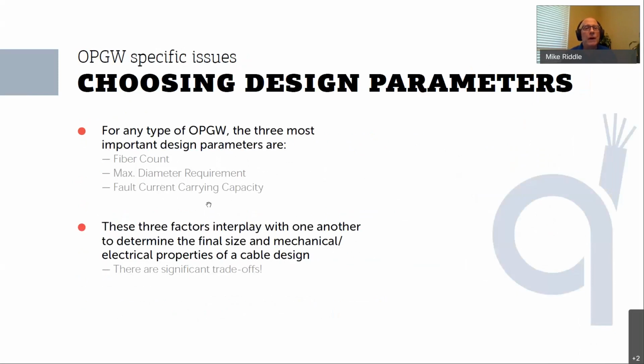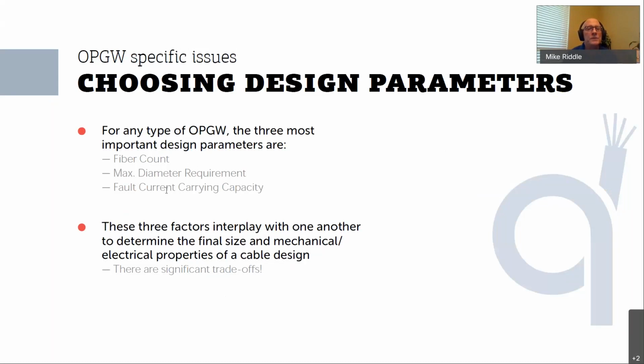Now these three all work against one another, right? Because as the fiber count goes up, the diameter has to go up too, but you're trying generally to minimize the diameter. Likewise, as the fault current capacity goes up, your diameter requirement or your diameter is going to tend to go up as well.